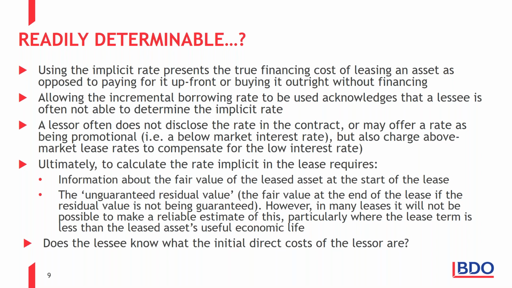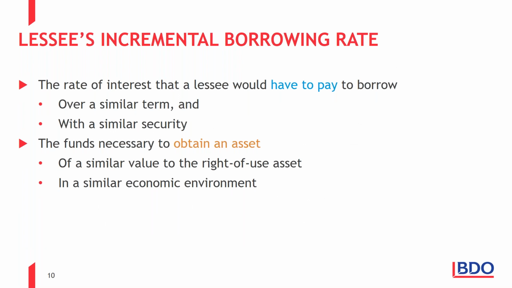but if we allow the incremental borrowing rate to be used, we acknowledge that a lessee is often not able to determine it. And I've put a number of examples on the slide on why, which explain what I've just explained to you in conversation. So I'll move on from this. If we then say, hang on, we could not readily determine the implicit interest rate, we now go on to the incremental borrowing rate of the lessee. What would that be?